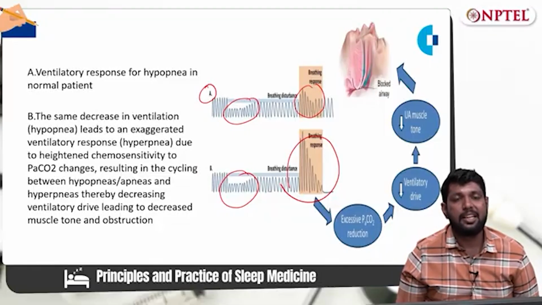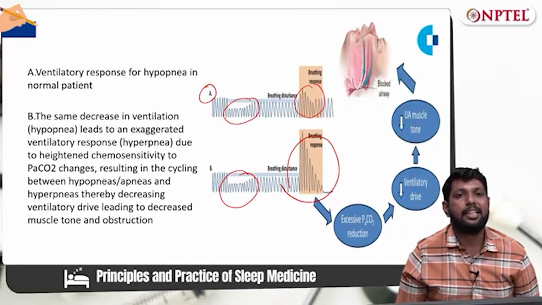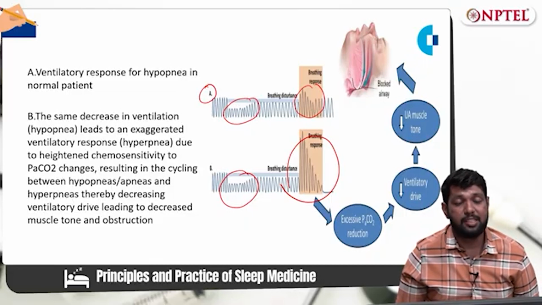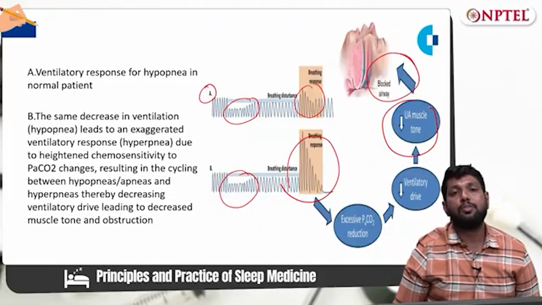So the same decrease in ventilation, a hypopnea, leads to an exaggerated ventilatory response, which is due to the heightened chemosensitivity to PaCO2 changes, resulting in cycling between hypopneas and apneas, thereby decreasing the ventilatory drive, leading to decreased muscle tone, leading to obstructive sleep apnea.